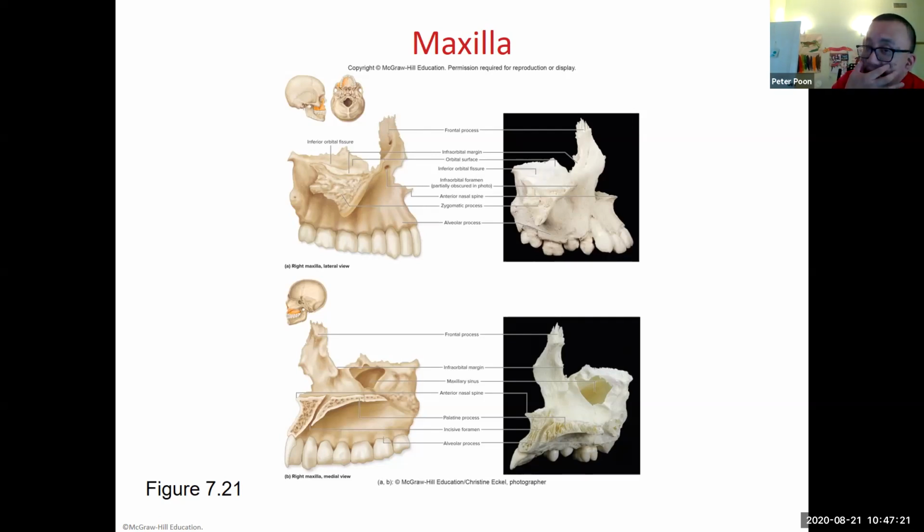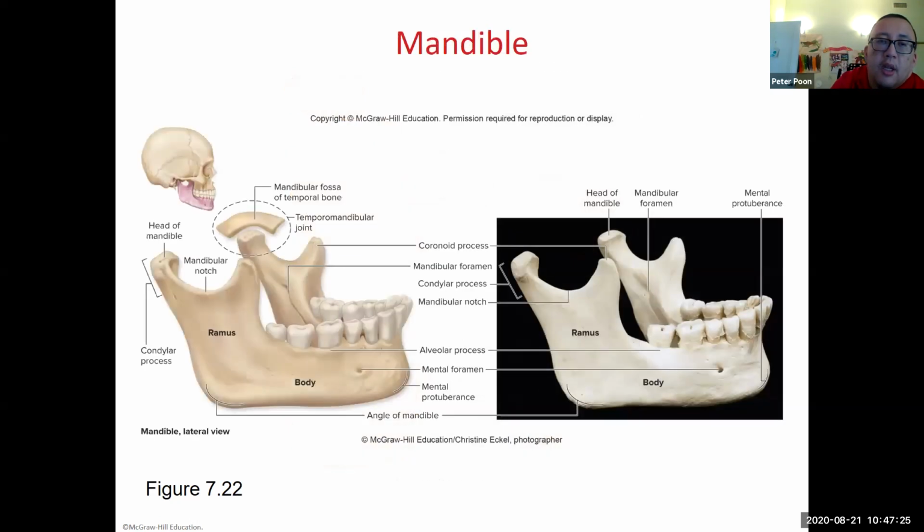The maxilla is your upper jaw. Your mandible is your lower jaw. With the mandible, there are bits and pieces that you need to know. The first one is the condylar process.